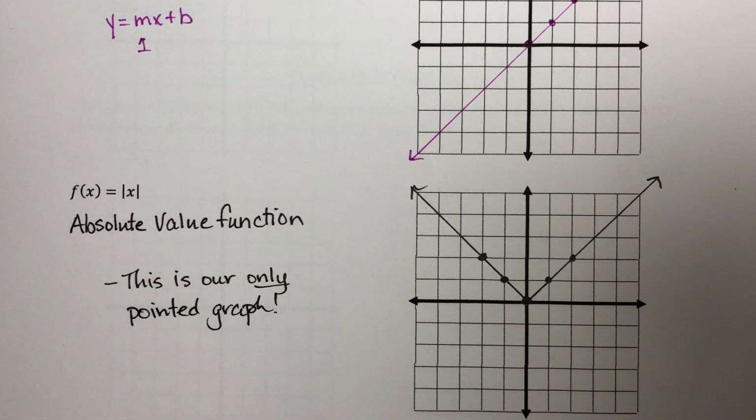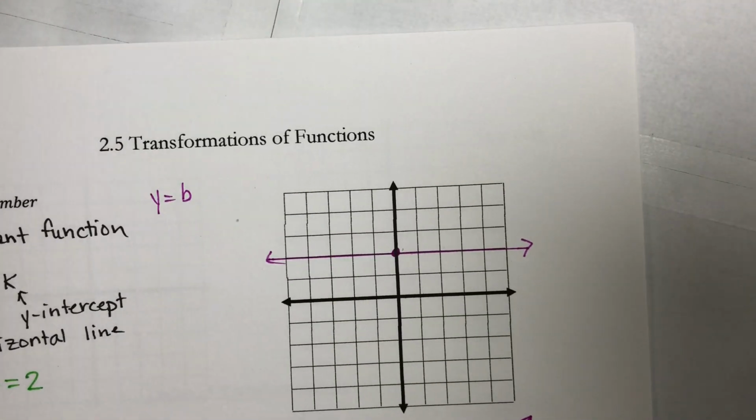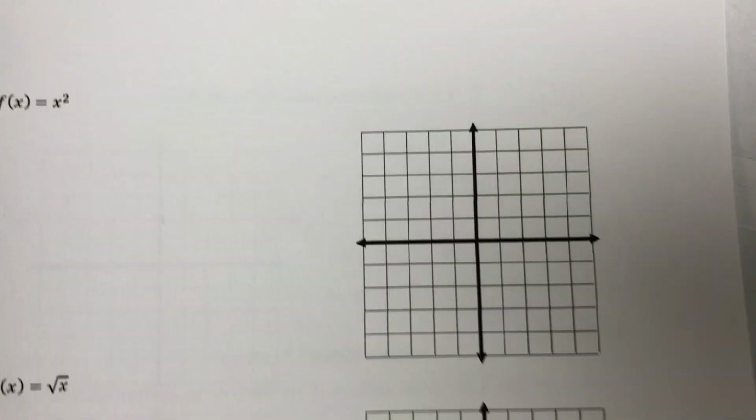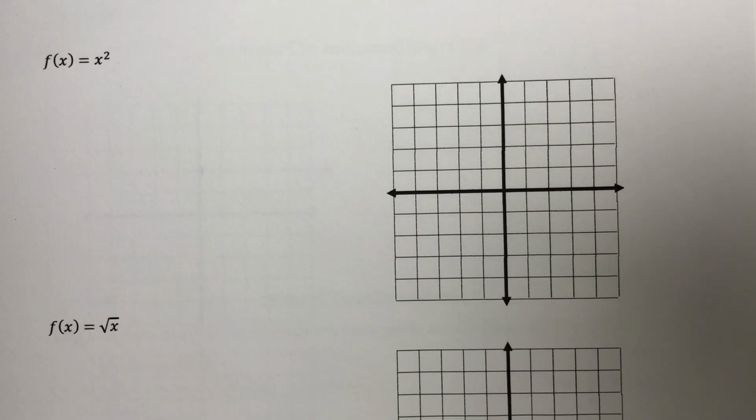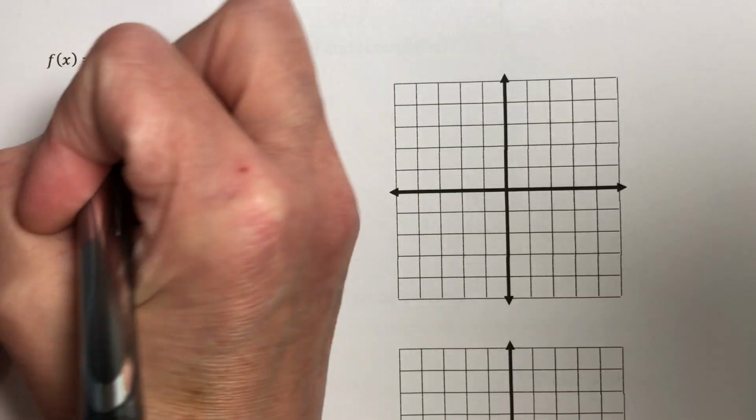Everything else we do is some sort of curve or straight line. Nothing else comes to a very definite point. Okay, so our next one, f of x is equal to x squared. This is called the standard quadratic function.